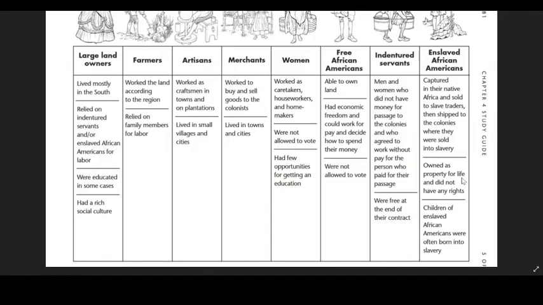They were owned as property for life and did not have any rights. Children were born into slavery when we're talking about the Virginia law that started all that. And so whenever a child was born to slavery, they now became slaves. Whereas the indentured servants just had to fill out their contract and then they were free. So slaves would never be free. Indentured servants eventually would be free. The indentured servants chose this life, the slaves did not.